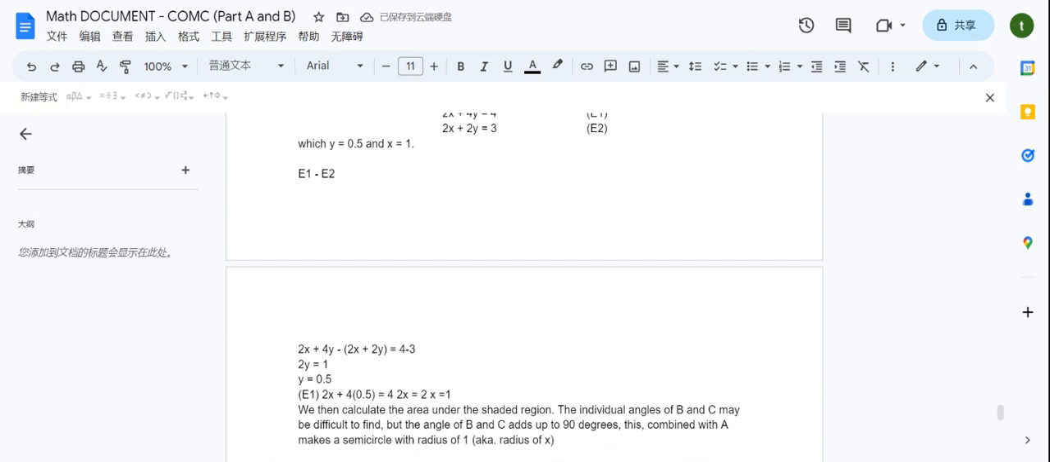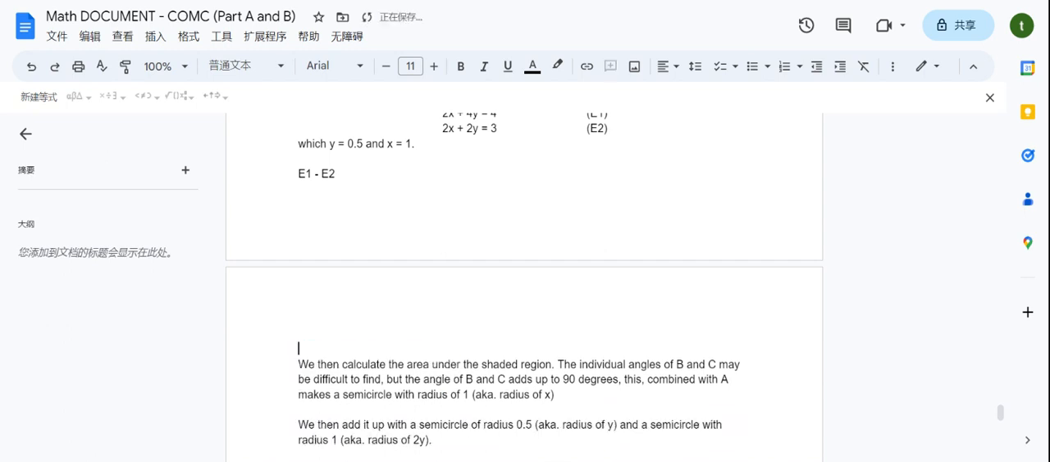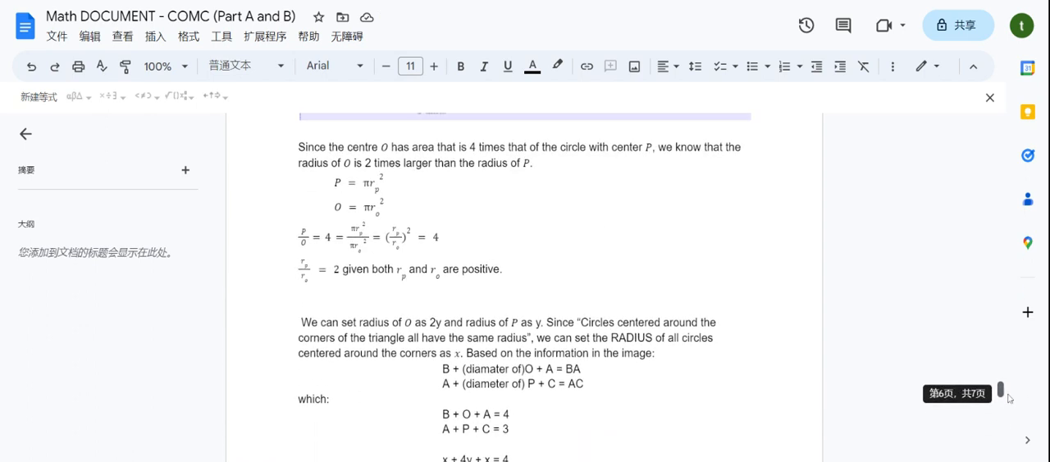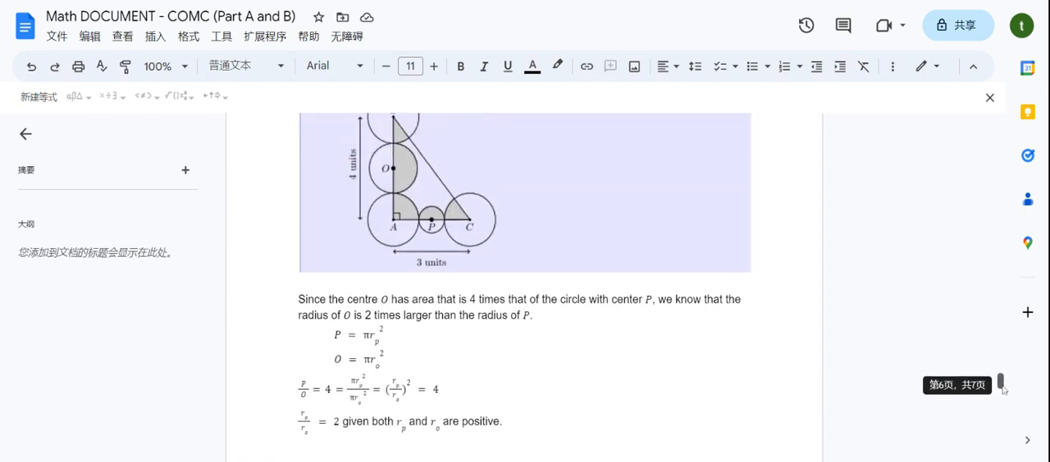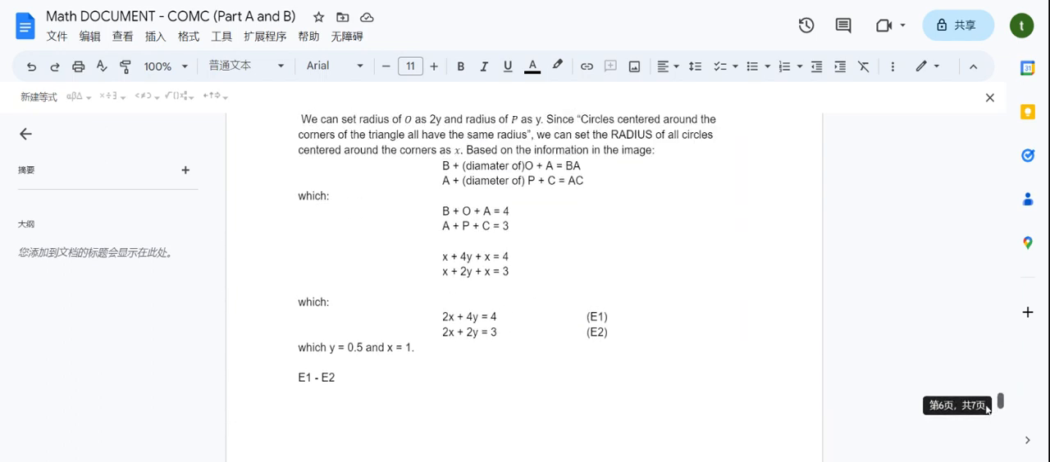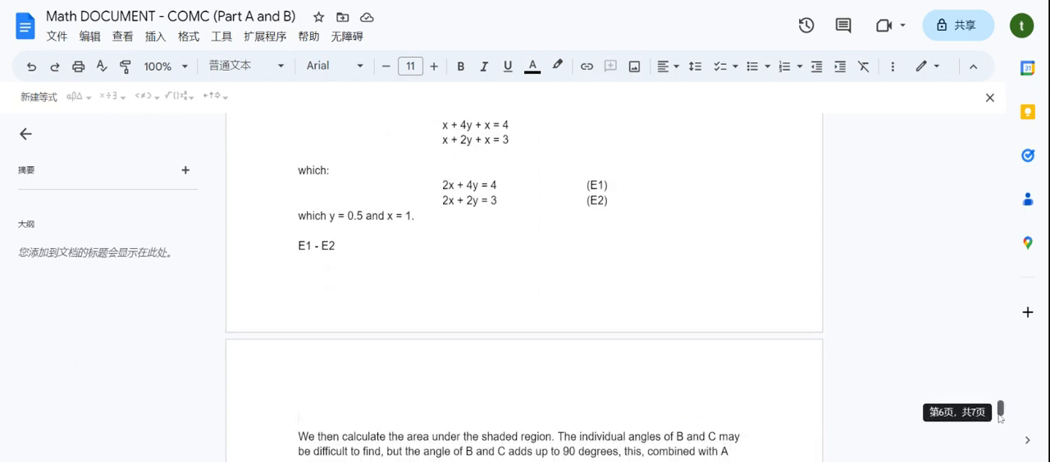So x is equal to 1 refers to the area under the shaded region. The radii of circles C, B, A are all 1, the radius of P is 0.5, and the radius of circle O is 2y, which is 2 times 0.5, which is 1. From this, we continue deriving.